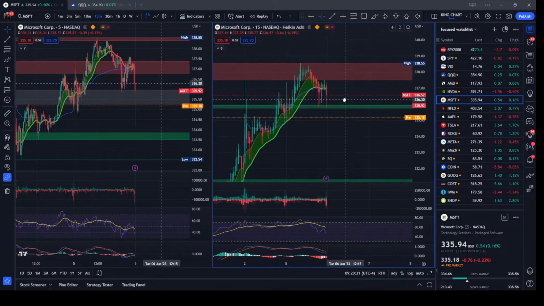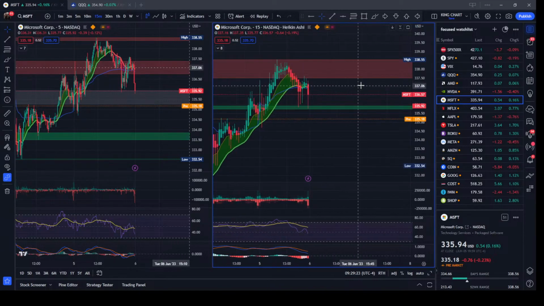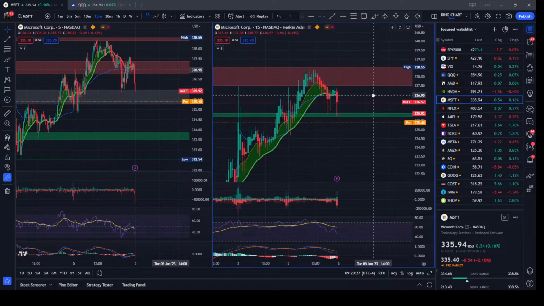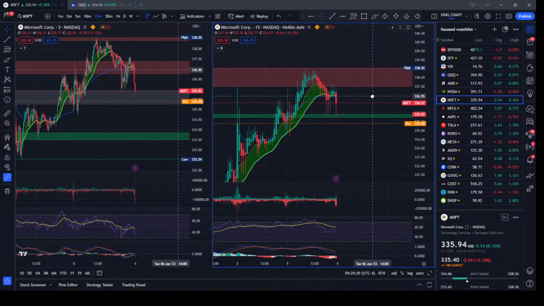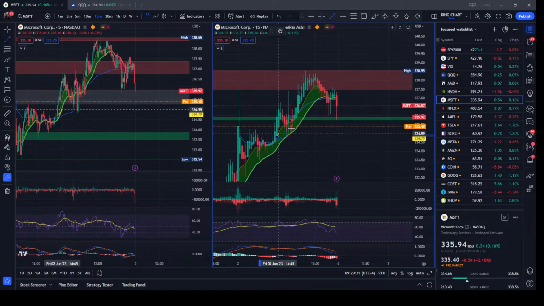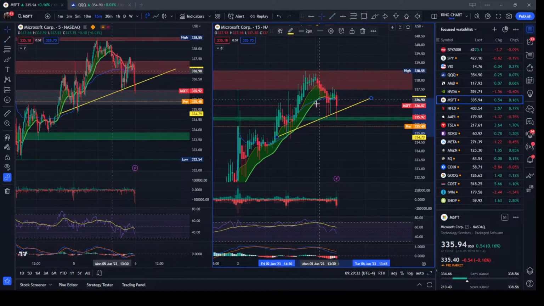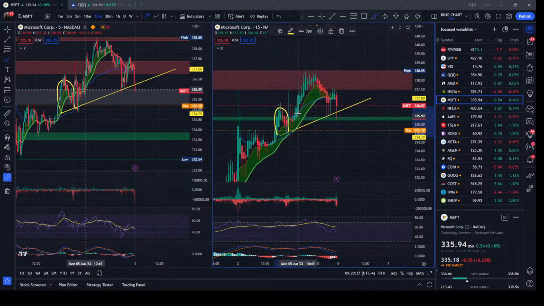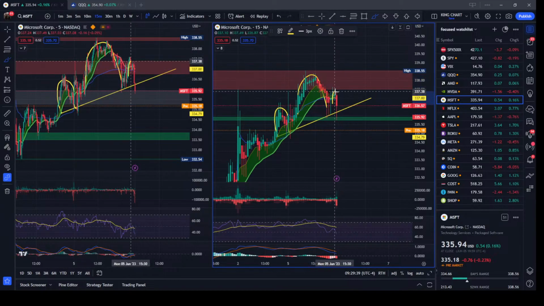Microsoft actually looks like we could dump at open. There's my neckline, and you guys should see a head and shoulders in about 5 seconds. So shoulder, head, and another shoulder right there.